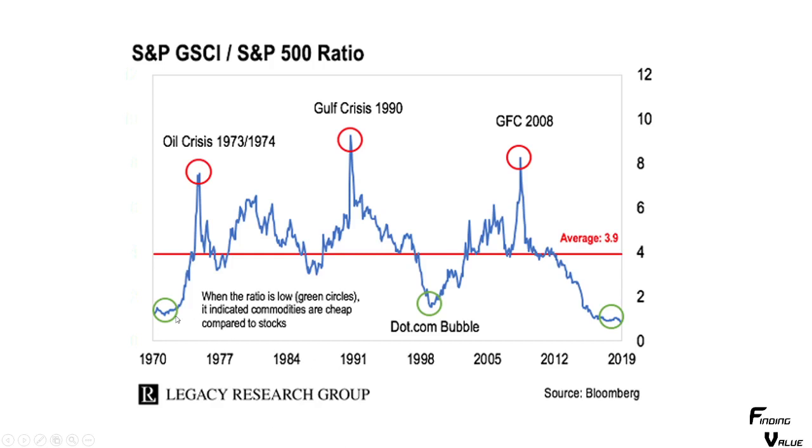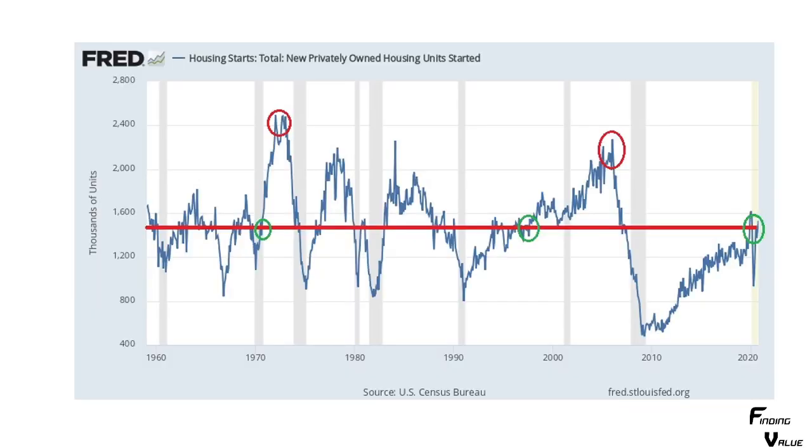This is the commodity to S&P 500 ratio. The green bubbles at the bottom indicate bottoms and the reds indicate tops. I'm going to overlay these on a bunch of other charts, the timing of this, to see how well it lines up and to see if we can find any correlations with other things in this world. The first thing I did is overlay it with the housing starts.